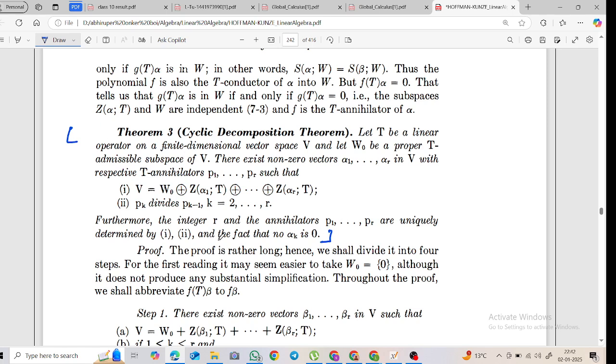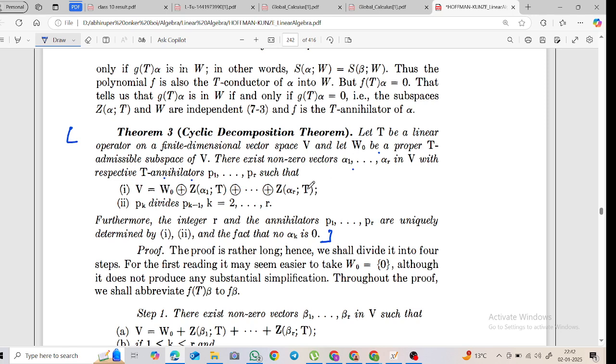So, what is the statement of the theorem? Let T be a linear operator on a finite dimensional vector space V and W naught be a proper T admissible subspace of V. Okay. There exist non-zero vectors alpha 1 to alpha r in V with respective T annihilators p1 to pr such that this happens and p_k divides p_(k-1).